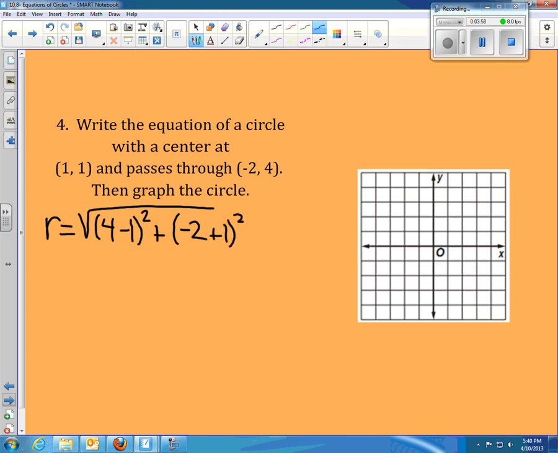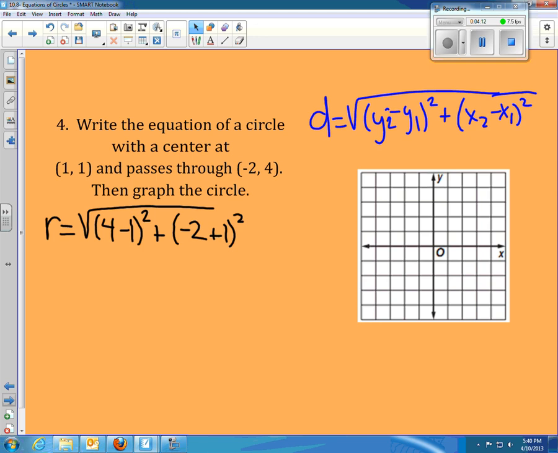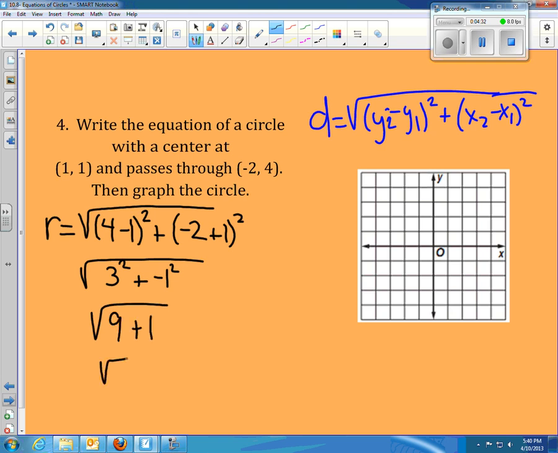Let me write out the distance formula here for those of you who may have forgotten: the square root of (y2 - y1)^2 + (x2 - x1)^2. Not quite sure where I got my black statement from. Pause it and look at the blue statement and the black statement, and see where things came through. 4 minus 1 gives me 3 squared, and -2 plus 1 gives me -1 squared. That turns into 9 plus 1, and here we have the square root of 10. This is our radius.